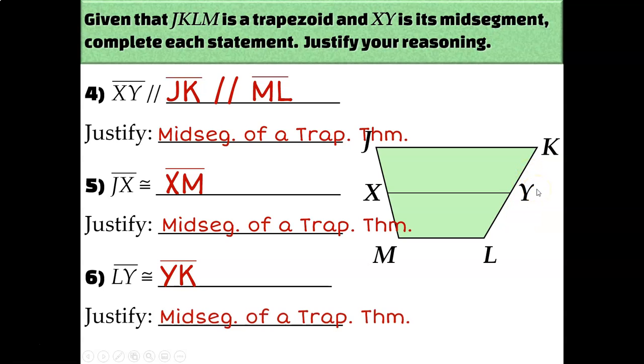What we don't know is whether all four of those segments are congruent to each other. If this is isosceles, then yeah, all four of those little segments would be the same. But since we're not told that this is isosceles, we don't know that all four are the same. We only know that JX is congruent to XM and that KY is congruent to LY.